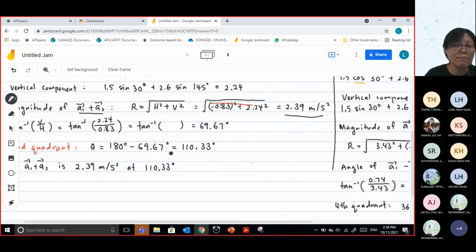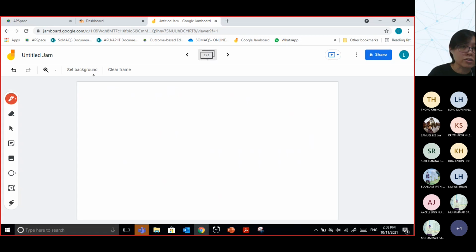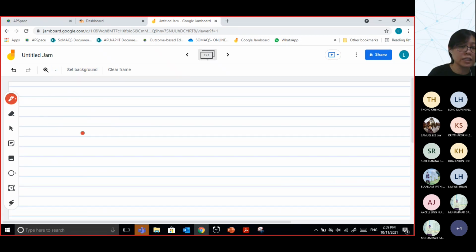When it comes to A1 plus A2, the resultant vector should be around here. This one is A1 plus A2 with the angle 110.33. Hope you can understand. This is the resultant vector for A1 plus A2. Okay, now let's move on to the next question.